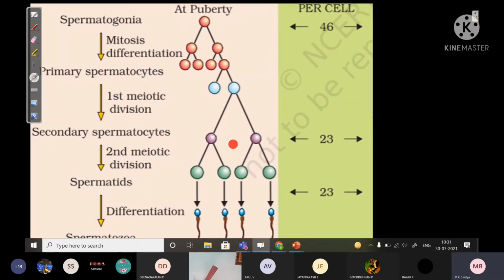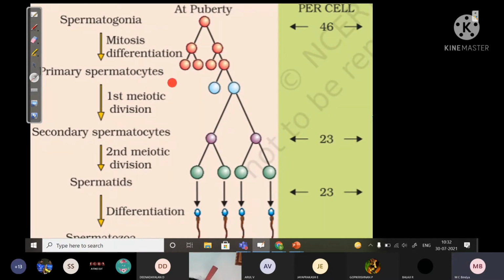Now, secondary spermatocyte will undergo second meiosis to form spermatids. So, one primary spermatocyte divides into 2 secondary spermatocytes. One secondary spermatocyte divides into 2 spermatids. So we can say that one primary spermatocyte can give rise to 4 spermatids. Each of them differentiates later through a process called spermiogenesis, and taking nourishment from Sertoli cells, they will differentiate to form sperms or spermatozoa.